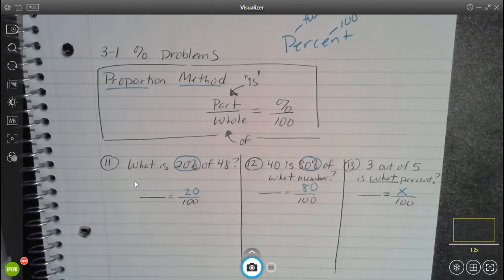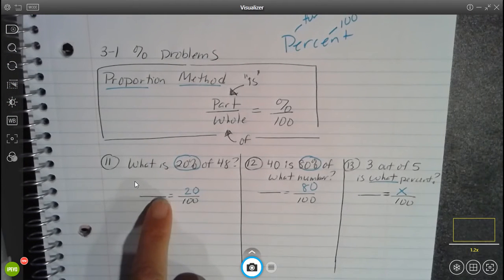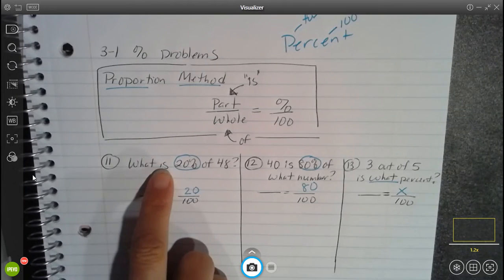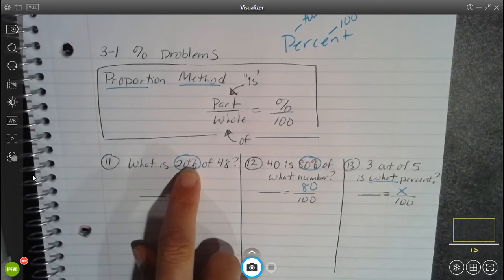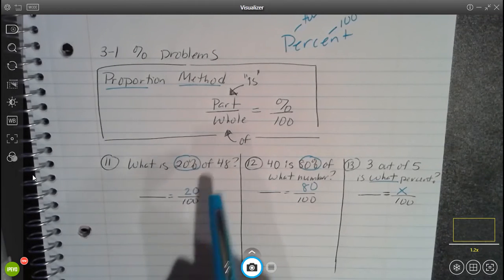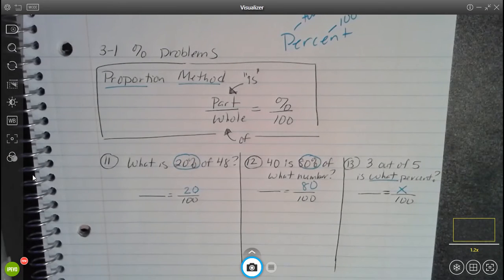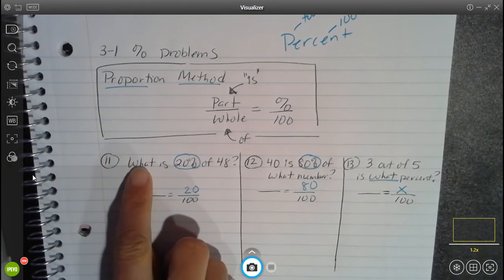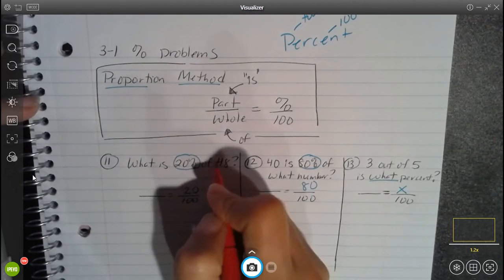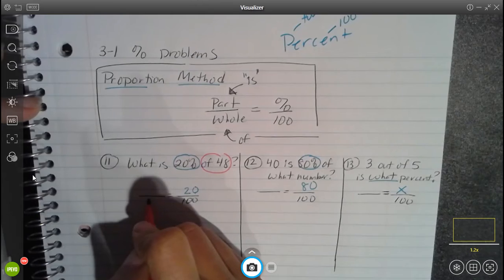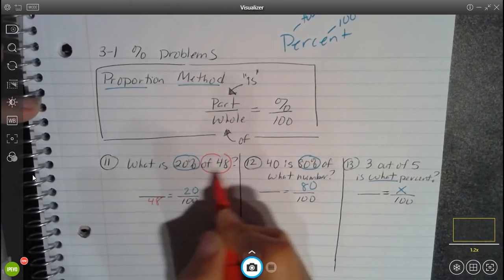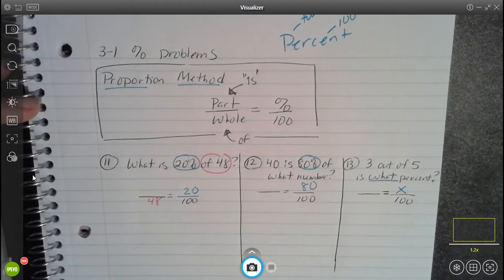Next, we decide whether our x is on the top or the bottom. So this says, what is 20% of 48? The 48 is our whole. So that goes down here. What is the part that would be the 20% of the 48? So the "of" is our whole. It goes down here. Ofs go on the bottom. Before you start placing the numbers, make sure you've done the percent first.